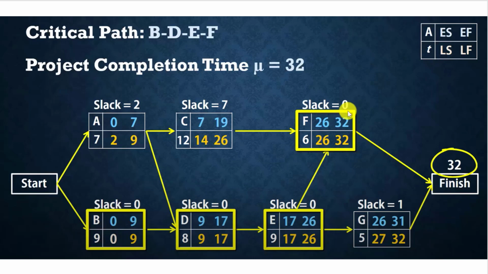So here we have the project completion time equal to 32, and we have four critical activities. The critical path is B, D, E, F. The activities with slack 0 are called critical activities and represent the critical path.